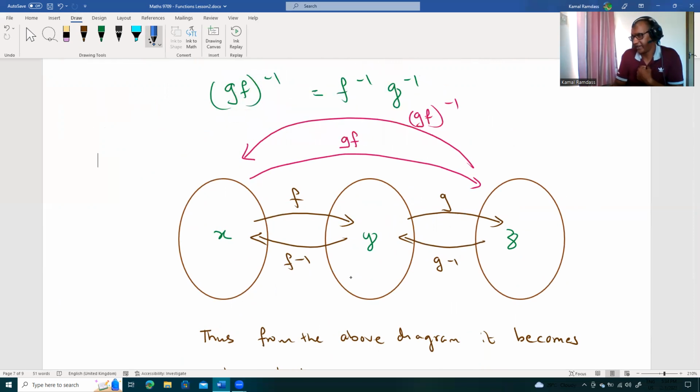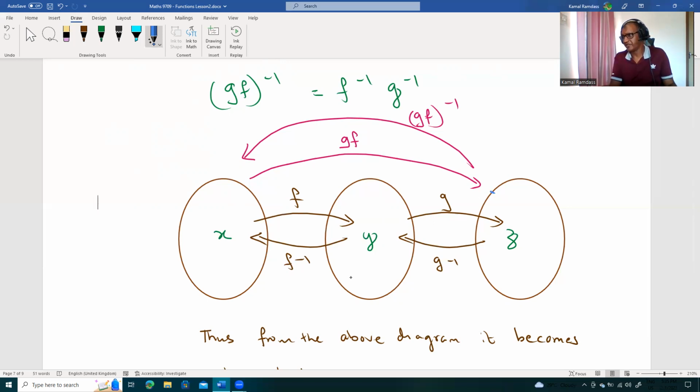In this diagram, X maps onto Y by the function F. Y maps onto Z by the function G. OK? And then there is an inverse function, G inverse, F inverse. X maps onto Z directly by the function G of F. OK? Function G of F. And we return back by the inverse of the function G of F. Good, let us follow the path.